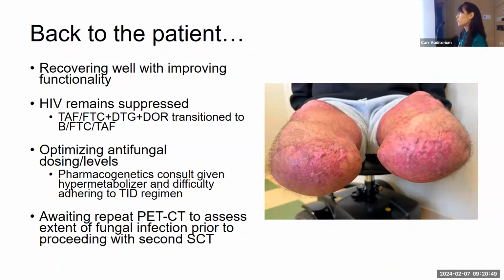And then we're awaiting a repeat PET CT to assess the extent of his fungal infection prior to proceeding with a second stem cell transplant. I'm working really closely with his primary transplanter, Aaron Logan, to make sure that he's coming in for his appointments and adhering to his medication regimen. Yeah, but we're hoping to get him transplanted in the next few months, actually.